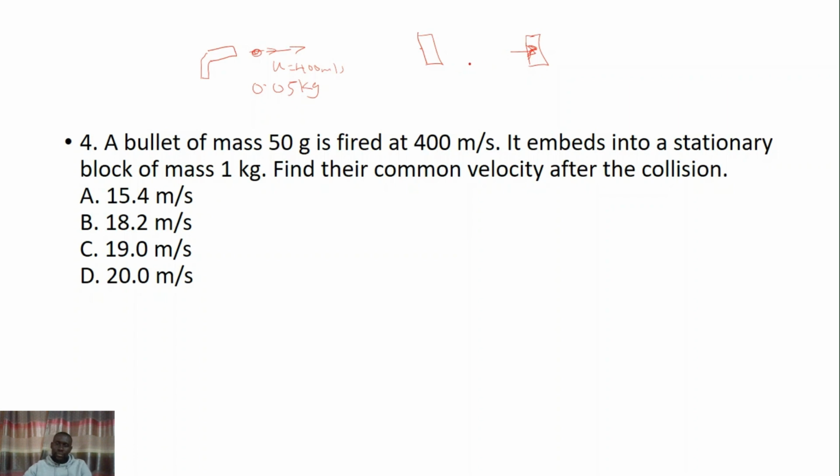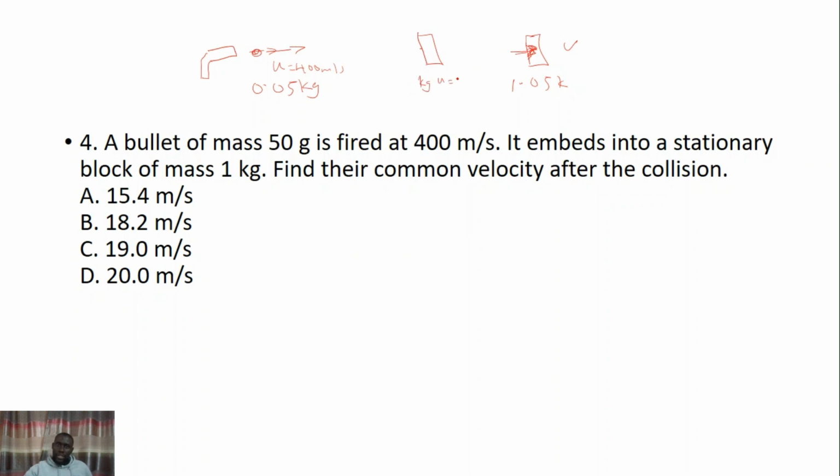And finally, when they collide, they lodge together. Don't forget that this one has its own mass and this one has its own mass. So the mass of the combination will be 0.05 plus 1, which is 1.05 kg. And they move. They ask us to calculate the common velocity v, which we don't know. In the principle of conservation of momentum, the total momentum before is equal to the total momentum after.